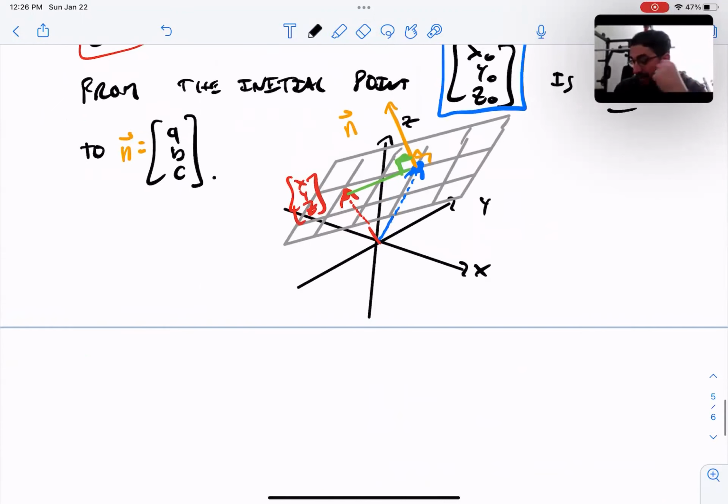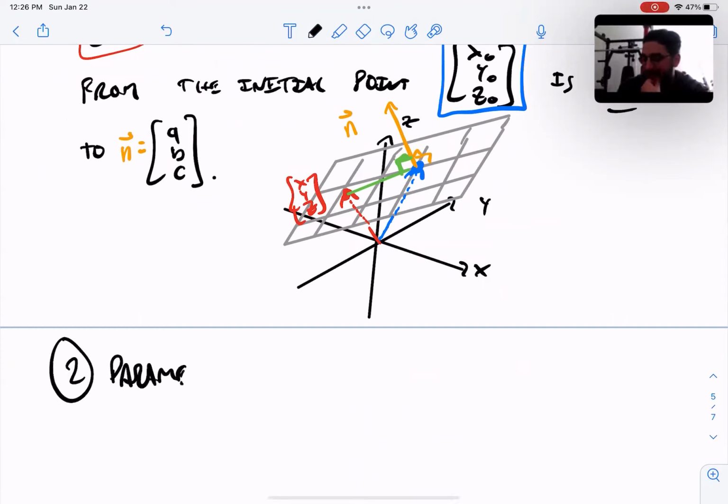Another way that you can describe a plane is implicitly, what I was doing. You call it parametric form or vector form.